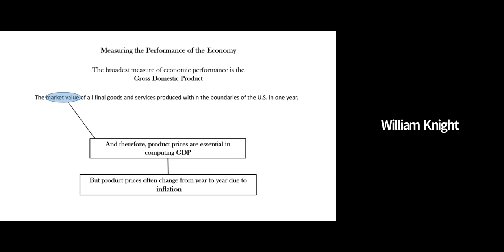But product prices often change from year to year due to inflation. And that's going to produce a problem that we need to deal with. Now, usually prices from year to year go up, but sometimes they actually fall, and that is known as deflation. So what effect would a changing product price have on the GDP?